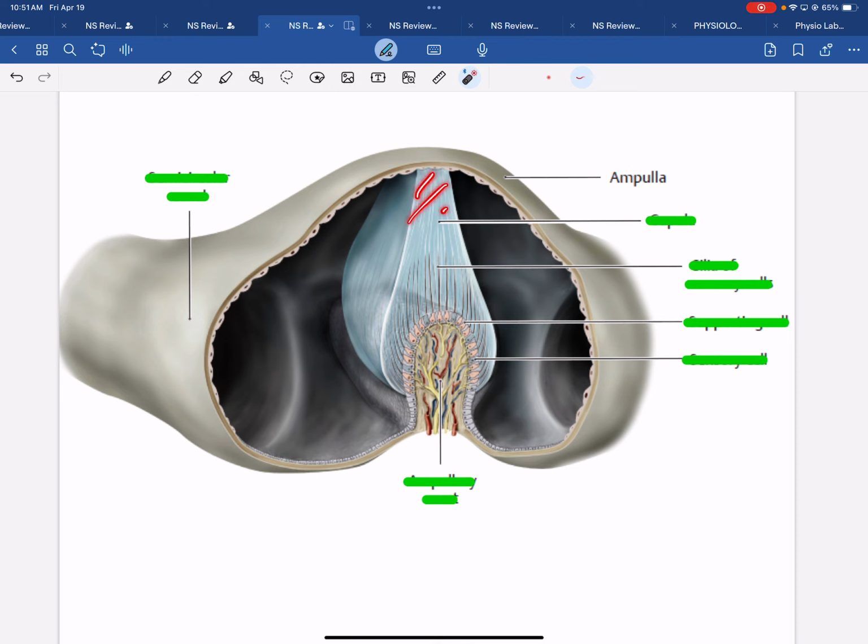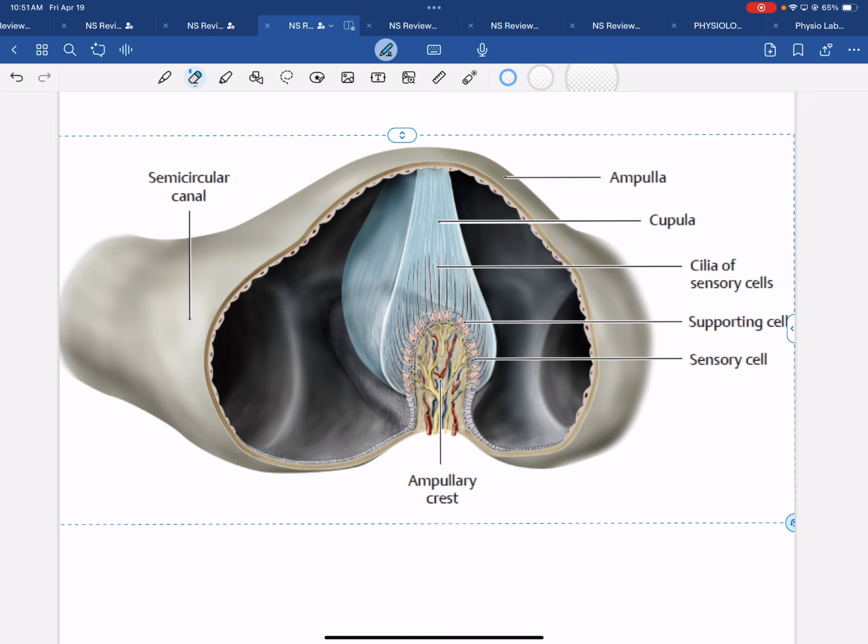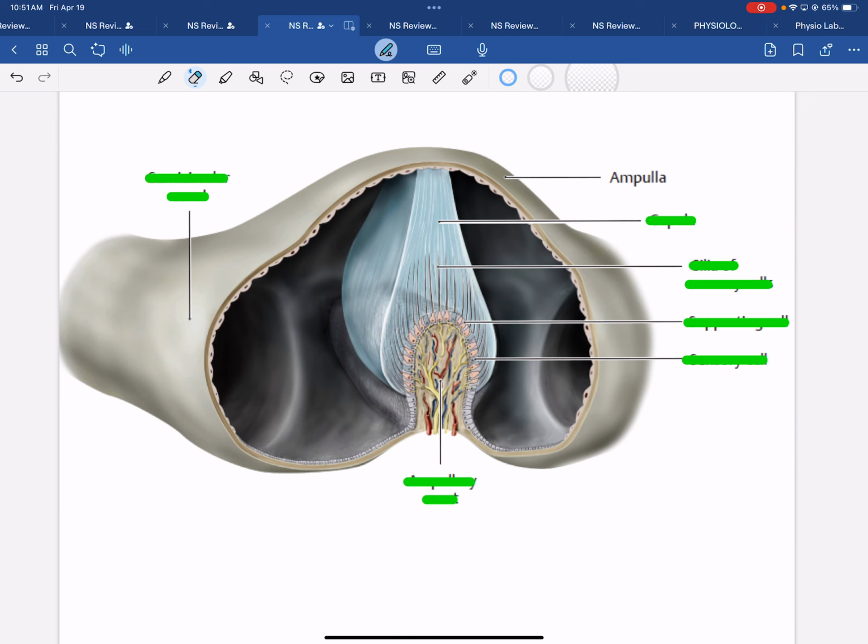What is this? Crista ampullaris. What is this gel? No, we don't have to know that. Oh, do we not have to know it? It's not in the lab manual? I don't know why it's on there. I wrote it for lecture. Okay, for lecture, maybe you do.